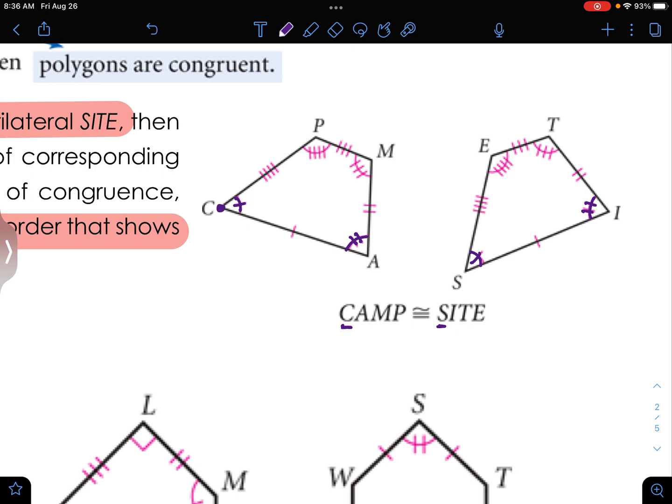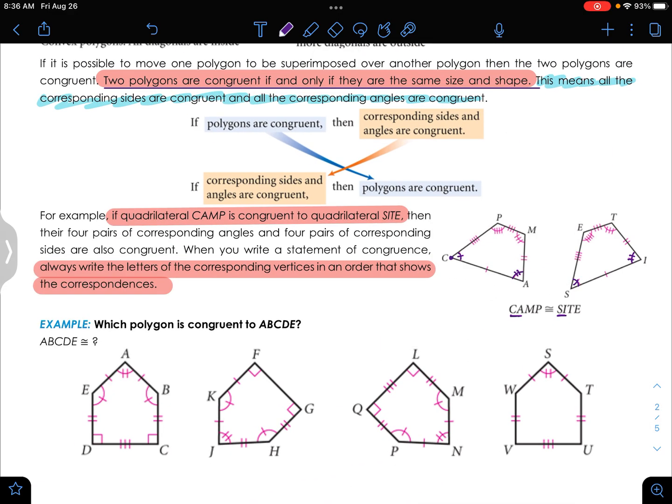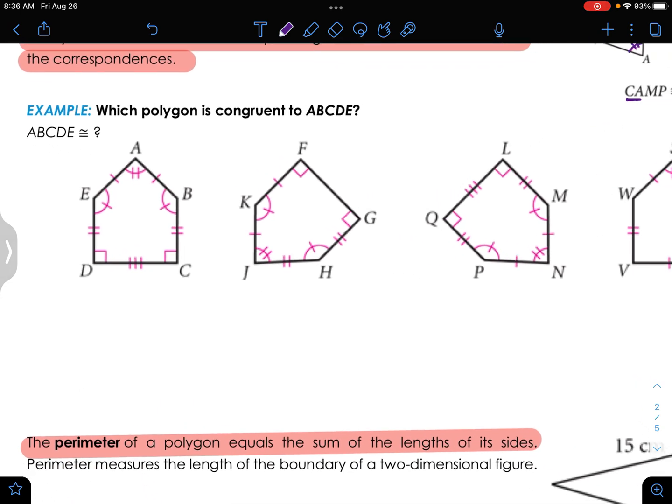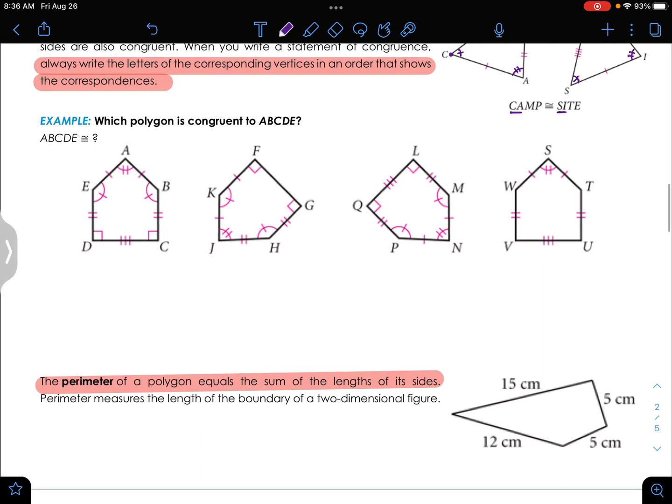So if you look at this, you have side CA and SI. SI has one tick mark, CA has one tick mark. So again, they are corresponding. So if you look at this example, it says which polygon is congruent to A, B, C, D, E. So we would need to find out first which angle corresponds with A. Well, we know angle J, N, and S would correspond with angle A.